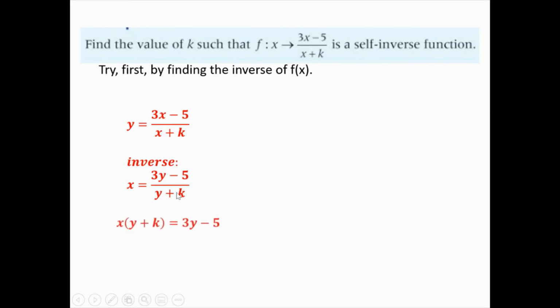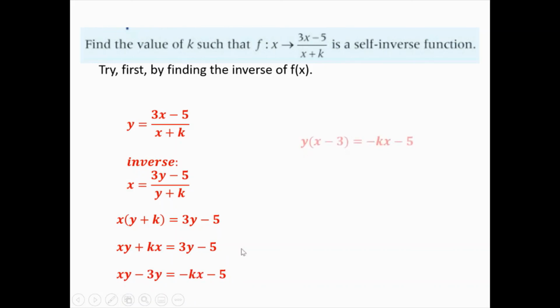Okay, so multiply by y plus k over here. Multiply through, and we get xy plus kx. And now we want to isolate the y on one side. So I'm going to take this 3y, put it over here, and this kx over here. I get this. Now that I have y's on one side of the equation, I can factor out y like this.